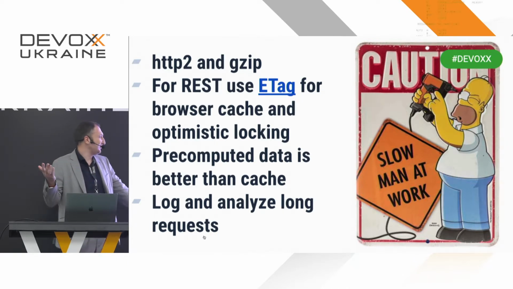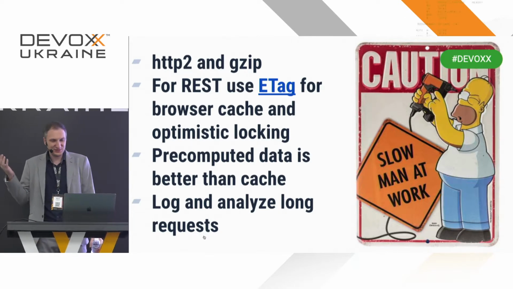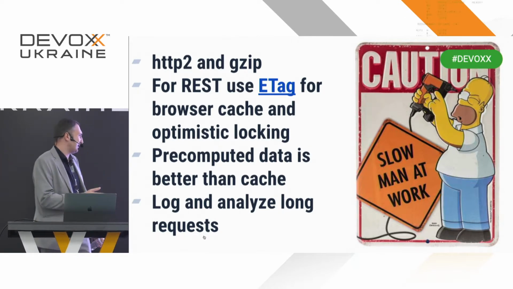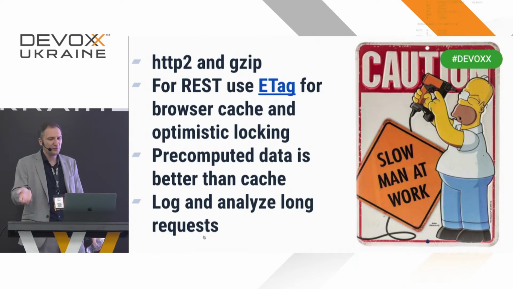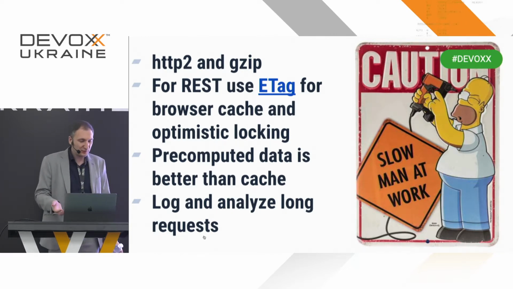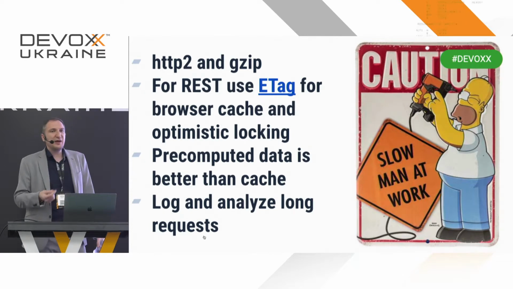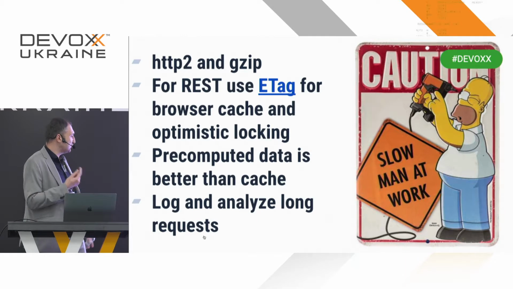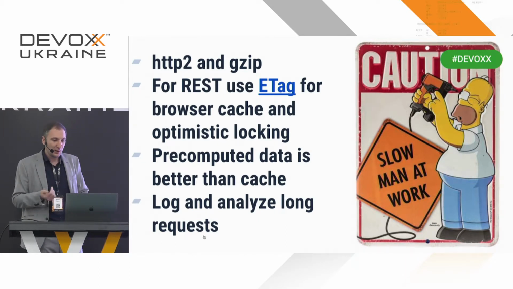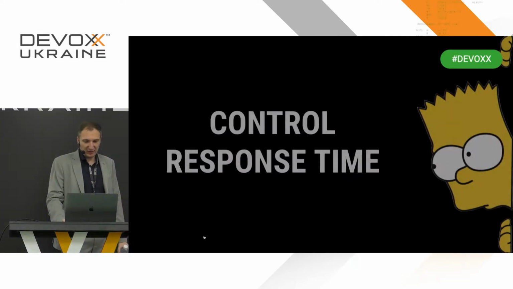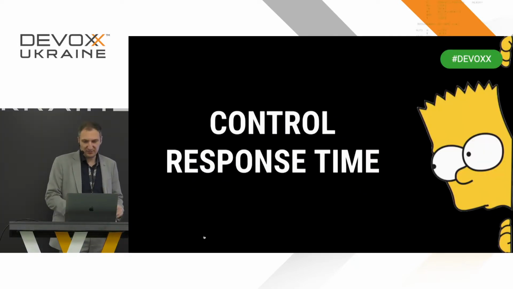It's more philosophical questions, but don't think about that. Use pre-computed data; Elasticsearch or Redis are awesome for that. And of course, if you have ownership of your production, in this case you should log and analyze long requests. So that's the idea of how to control response time.